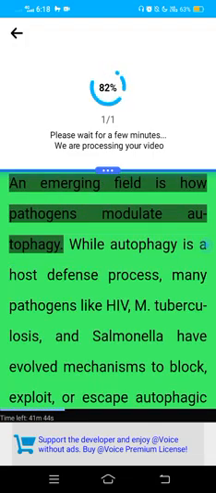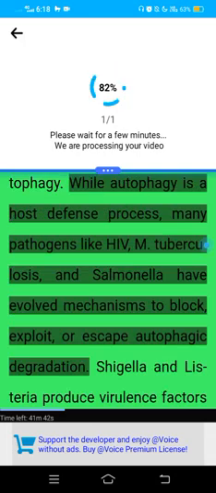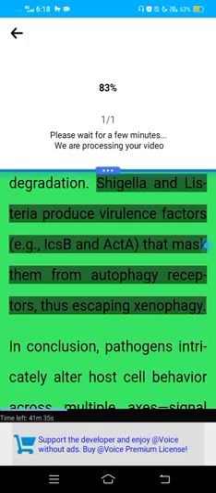An emerging field is how pathogens modulate autophagy. While autophagy is a host defense process, many pathogens like HIV, M. tuberculosis, and Salmonella have evolved mechanisms to block, exploit, or escape autophagic degradation. Shigella and Listeria produce virulence factors, e.g., IcsB and ActA, that mask them from autophagy receptors, thus escaping xenophagy.